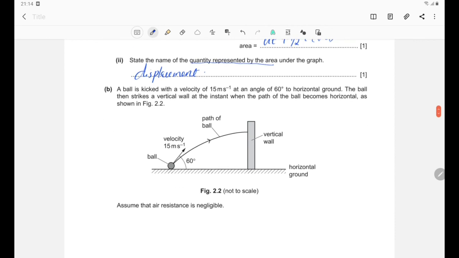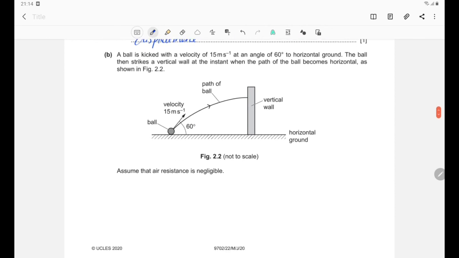Part B. Part B is from the topic projectile motion. A ball is kicked with a velocity of 15 meters per second at an angle of 60 degrees to the horizontal ground. The ball then strikes a vertical wall at the instant when the path of the ball becomes horizontal, as shown in the figure. Assume that the air resistance is negligible.